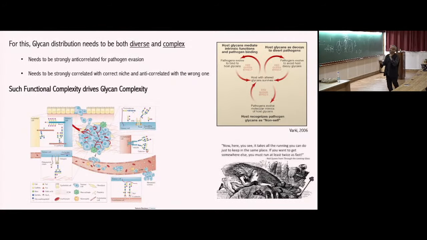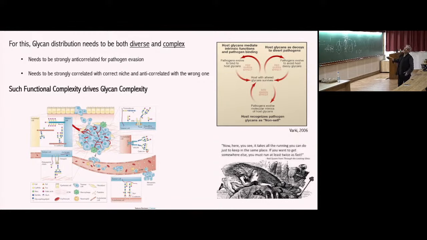Now, in order for the glycan distribution to actually realize those enormous number of functions, it needs to be both diverse and complex. To distinguish these two, the diversity is just the number of different kinds of glycans you can produce, the chemical diversity. The glycan complexity means that the distribution has to be really, really like so. I'll try to make that precise in the next talk.